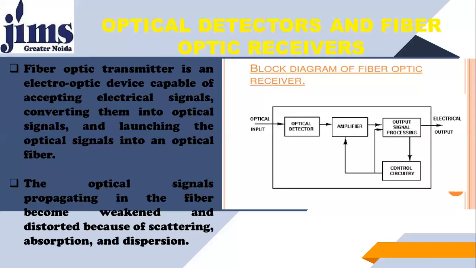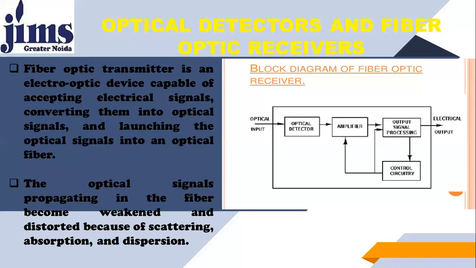The optical signals propagating in a fiber become weakened and distorted because of scattering, absorption, and dispersion. When the signal that you launched from the optical transmitter into the optical fiber propagates through the fiber, the tendency of any signal is to decay with distance, meaning decay in power and energy. The reason is loss. So the amplitude or voltage level of the signal decreases, and as far as the optical signal in the fiber is concerned, we have the phenomena of scattering, absorption, and dispersion. All three phenomena come in the category of loss.